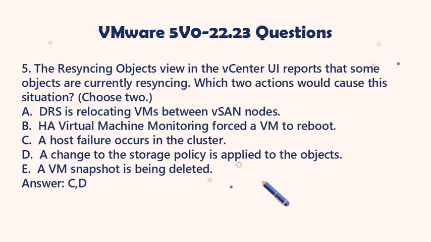5. The resyncing objects view in the vCenter UI reports that some objects are currently resyncing. Which two actions would cause this situation? Choose 2. A. DRS is relocating VMs between vSAN nodes. B. HA virtual machine monitoring forced a VM to reboot. C. A host failure occurs in the cluster. D. A change to the storage policy is applied to the objects. E. A VM snapshot is being deleted. Answer: C, D.